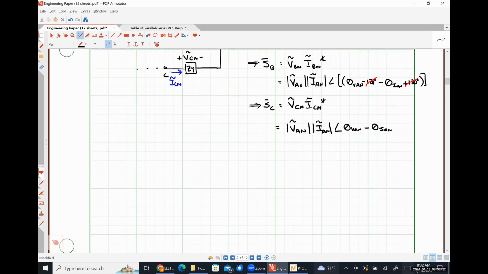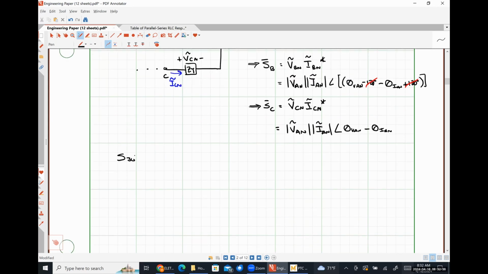So ultimately here, we find that the total complex power absorbed by this three-phase Y connected load is just 3 times VAN IAN conjugate, or 3 times the magnitude of VAN times the magnitude of IAN with an angle of theta VAN minus theta IAN. So we're going to play around with this a little bit.